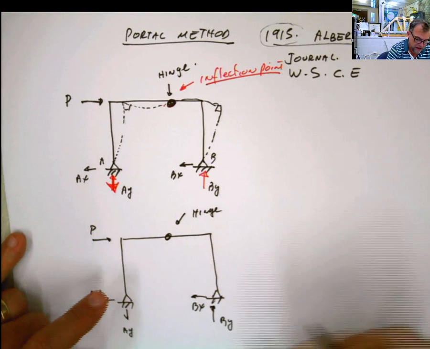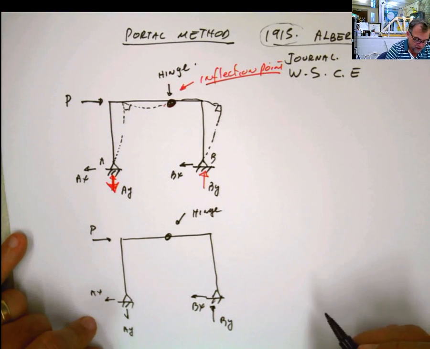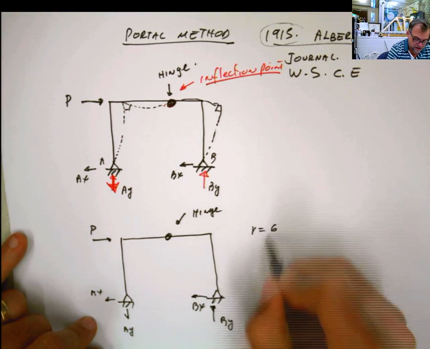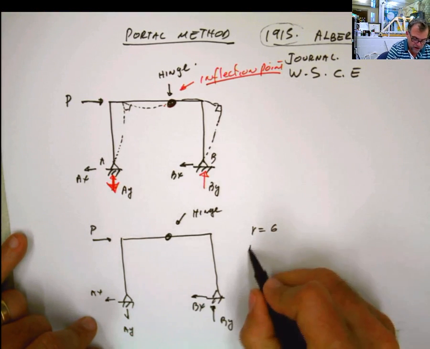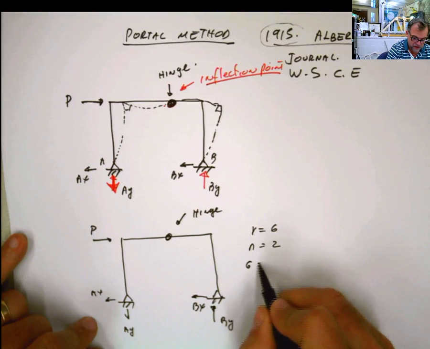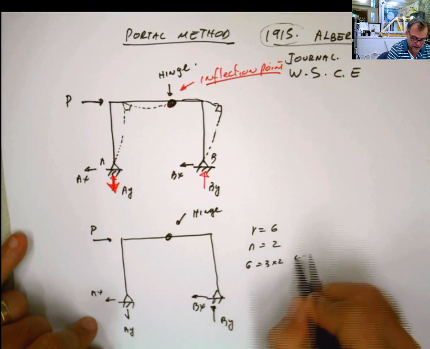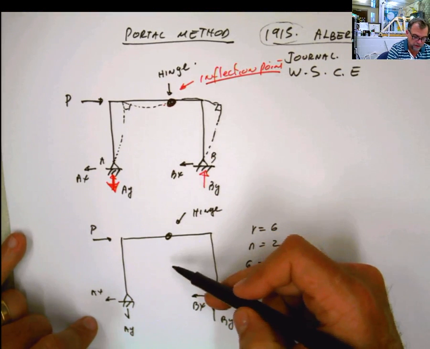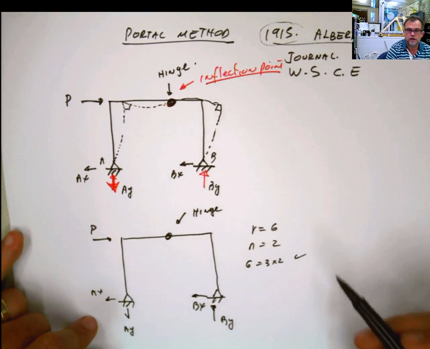Or you can say, how many reactions do we have? 1, 2, 3, 4, 5, 6 reactions. R equals 6. Bodies is 1 and 2. N equals 2. So 6 equals 3 times 2. That means that we made a statically indeterminate system into a determinate system just by introducing that assumption.